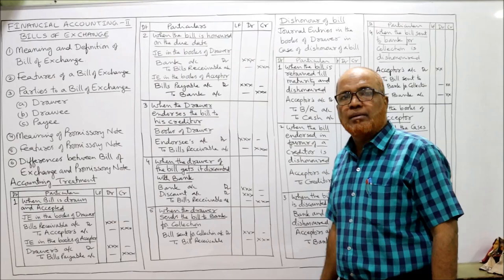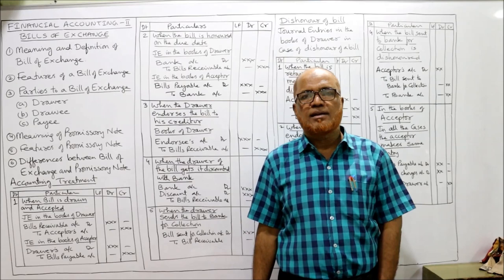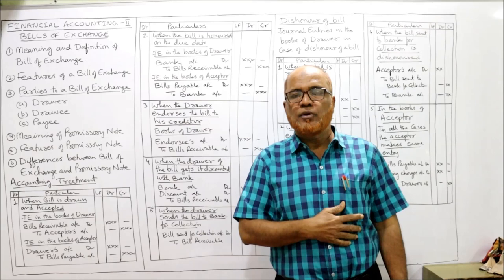When the drawer of the bill gets it discounted with the bank. Now see, there is a second case. I can also get this bill discounted from the bank. Example, I have drawn a bill of exchange on 1st January and it is due for payment after 3 months. 3 months is the maturity date.